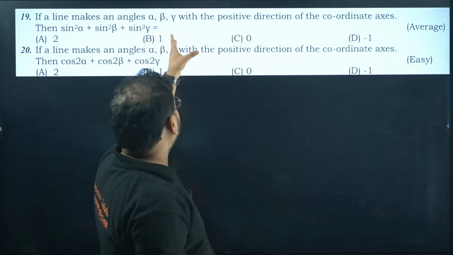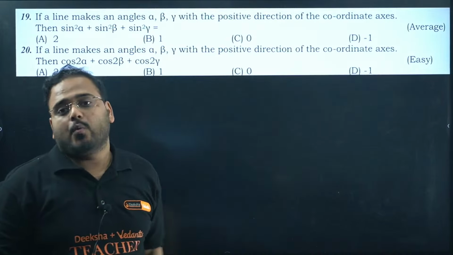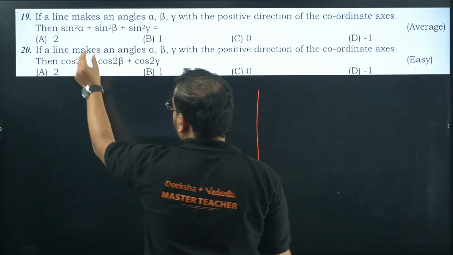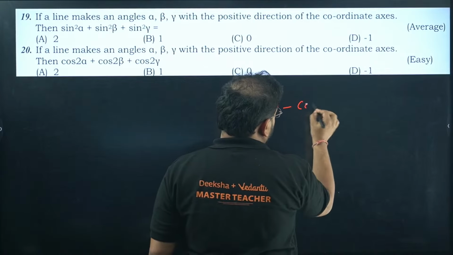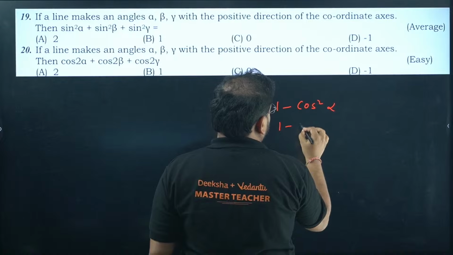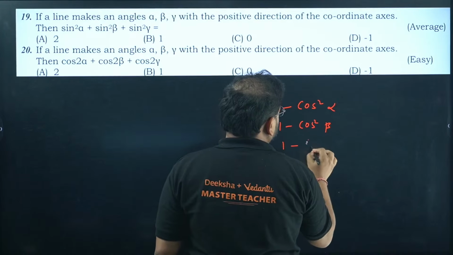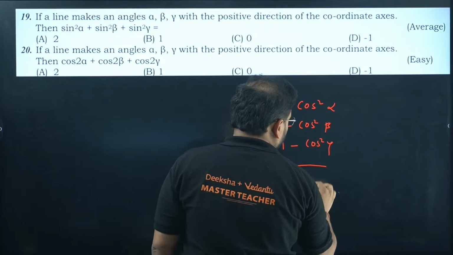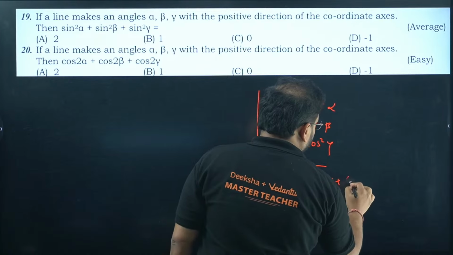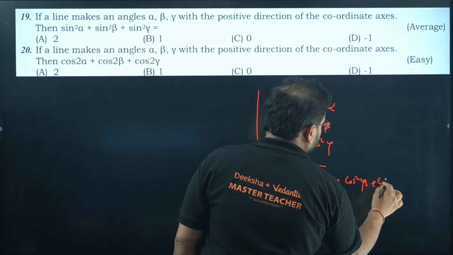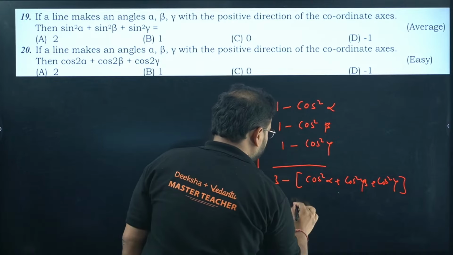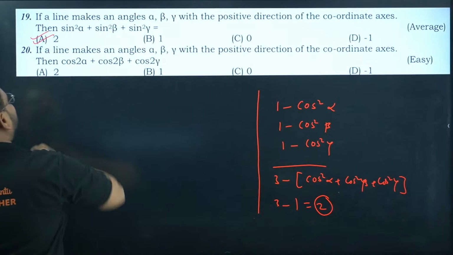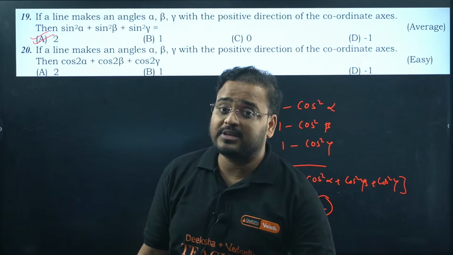If a line makes an angle alpha, beta, gamma with the positive direction of the coordinate axes, what's the value of sine square alpha plus sine square beta plus sine square gamma? How would you solve it? Sine square is nothing but 1 minus cos square alpha. Same, 1 minus cos square beta, 1 minus cos square gamma. Add all of these, you'll get 3, and take the minus sign common, you'll get cos square alpha plus cos square beta plus cos square gamma. You have the value as 3 minus 1. Answer is going to be 2. So the option is A for question number 19.